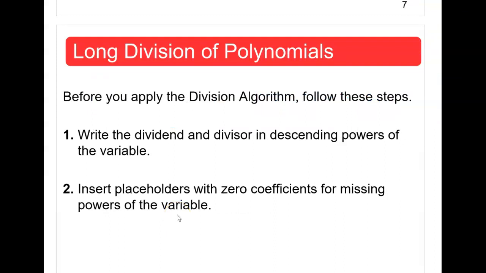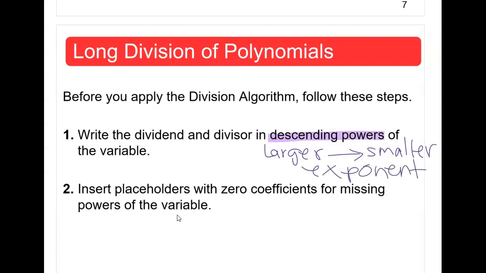So before you apply the division algorithm, you must follow the steps. 1, write the dividend and divisor in descending powers. Remember, we start with the highest exponent, from larger to smaller. Exponents, not the coefficients. And keep your constant term at the end, because that's the one of smallest degree.